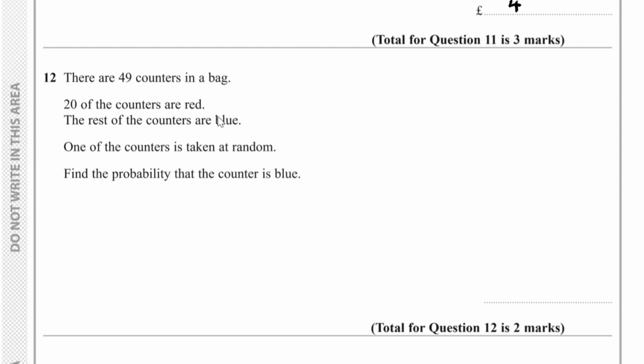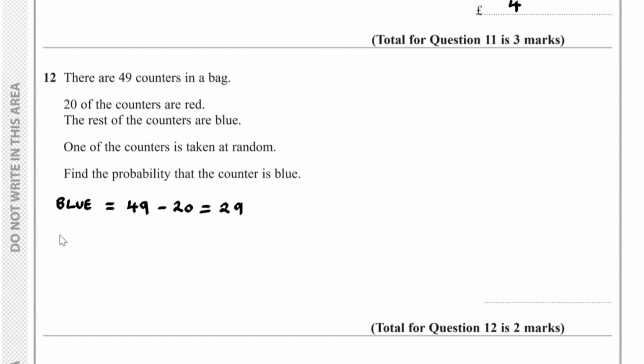Question number 12. There are 49 counters in a bag. 20 of the counters are red, the rest of the counters are blue. One of the counters is taken at random. We have to find the probability that the counter is blue. Well, if we've got 49 counters and 20 of them are red, the number of blue counters we would have is 49 subtract 20, which is equal to 29.